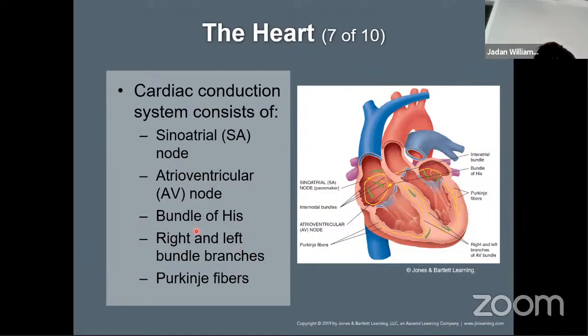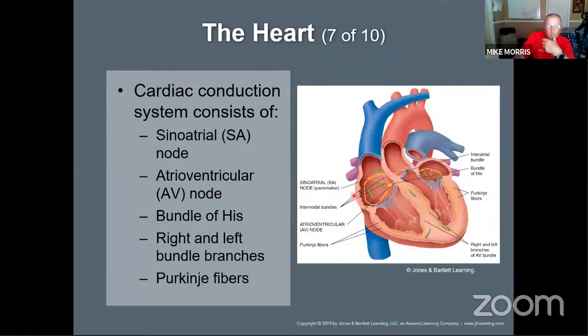Hold on one second. You said an electrical impulse travels down and it slows at the AV node? It does. Okay. You're exactly right.